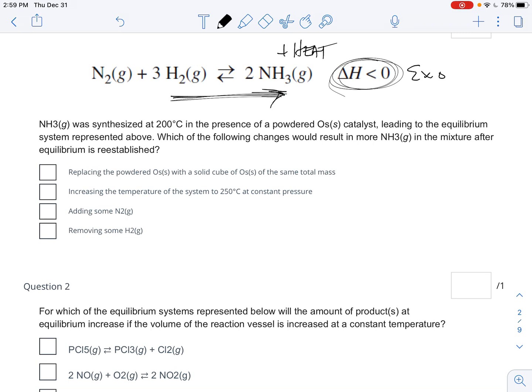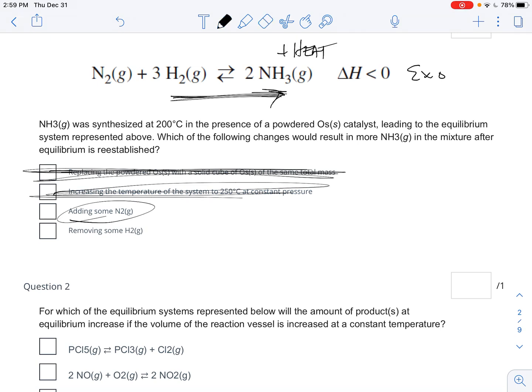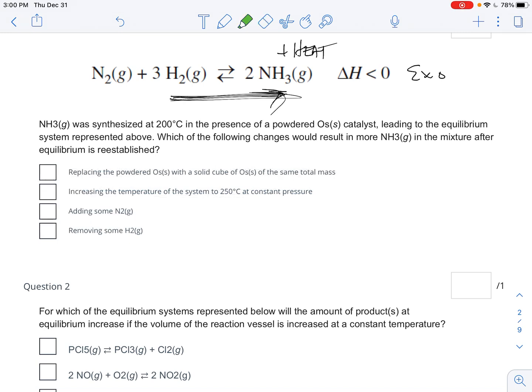All right, so what are we going to do to be able to send this guy over here to the right? Will replacing the powdered osmium? No, we don't care. That's not going to do anything as far as the equilibrium is concerned. Will increasing the temperature? Well, if I increase the temperature, that's going to send it back over to the left, so that's not the correct answer. That's no good. Will adding some nitrogen do it? Oh, yeah, that'll do it. So if by raising the nitrogen, add, it'll go to the opposite side, and that's what we want, so that's your guy. What about removing the hydrogen? Nope. If I remove the hydrogen, it'll try to go back over to the left, and that's not the direction that we want. So your answer is this guy here.